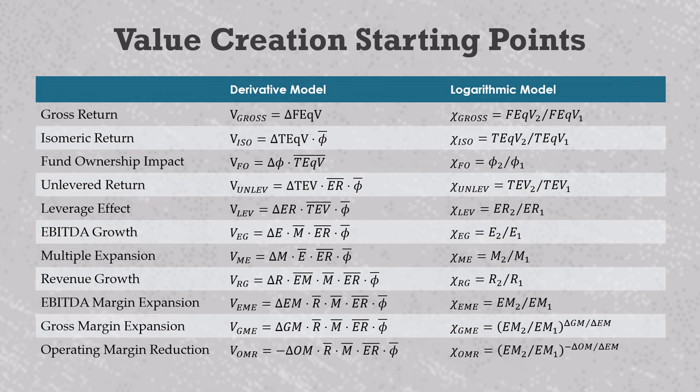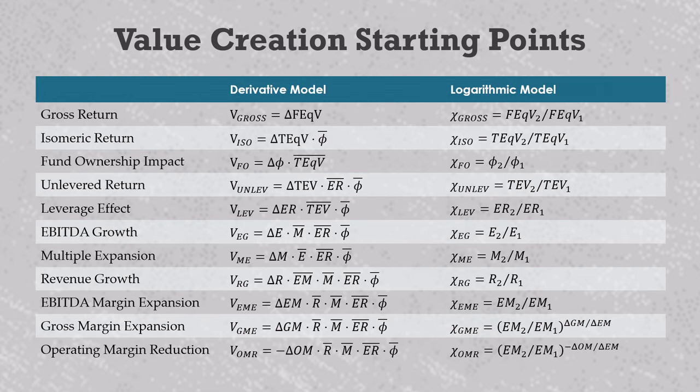The derivative model is more intuitive. It's easier to wrap your head around the equations where EBITDA growth is proportional to a change in EBITDA, revenue growth is proportional to a change in revenue. You need to think harder about the multipliers on the right, especially when the natural logarithms come into play. That said, the logarithmic model formulas are much easier to use.